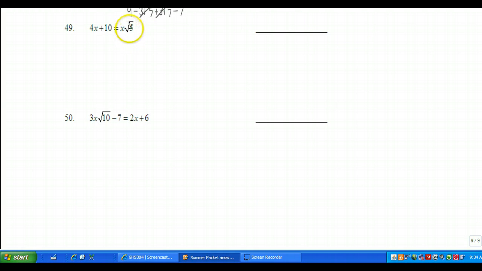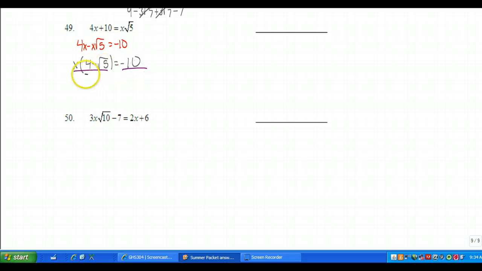49. This time the x's are on opposite sides, so I'm going to move all of my x's to the same side. In other words, I'm going to subtract x root 5 from both sides, and also subtract 10 from both sides. Now the only place where we see x's is on the left. Like the previous problem, we're going to factor out that x, and then we're going to divide both sides by 4 minus root 5.